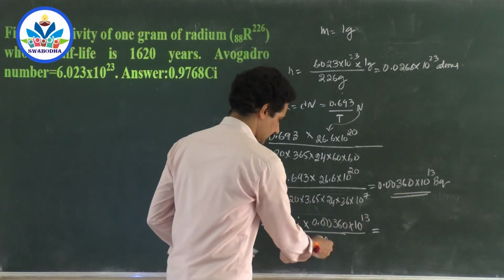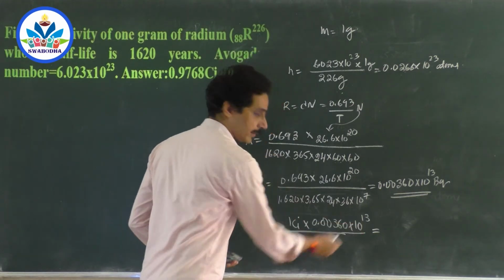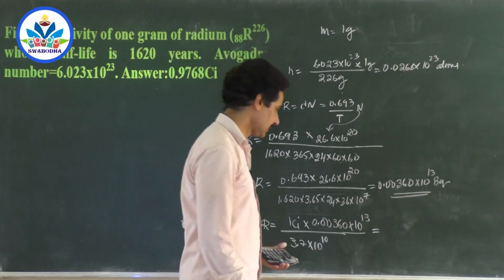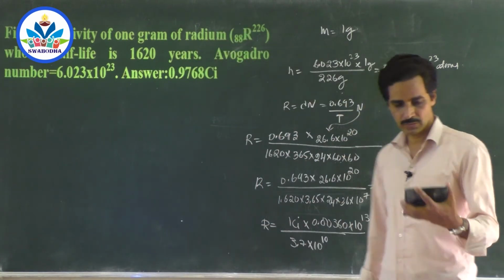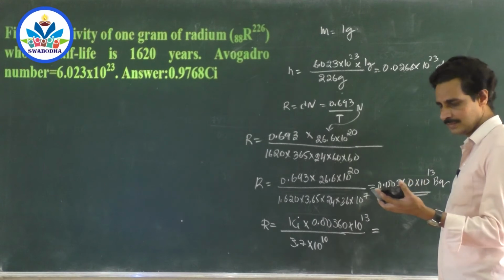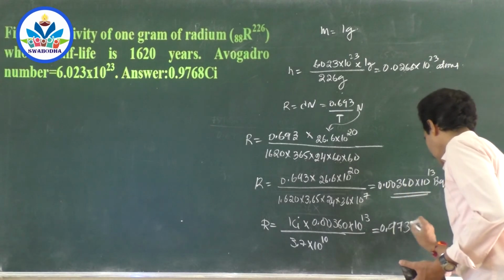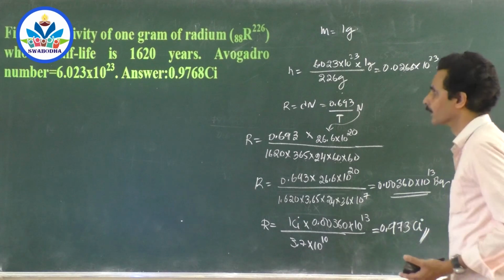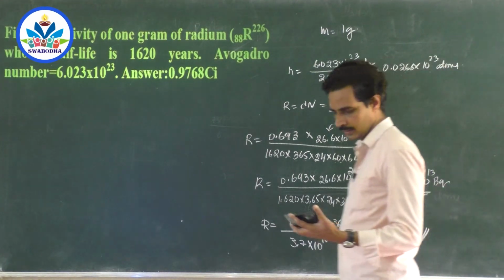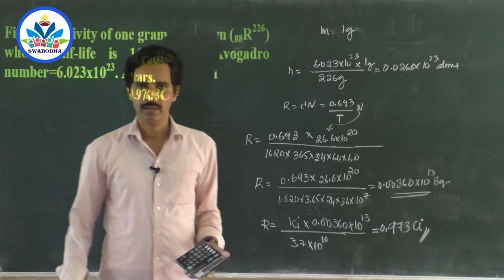But you have 10 to the power minus 10 here. You have 10 to the power 3 remaining. 10 to the power 3 remaining means 1000 into. So what is 1000 into? You will get 0.973 Curie. Yeah, 0.9729 I got. So that is the answer.